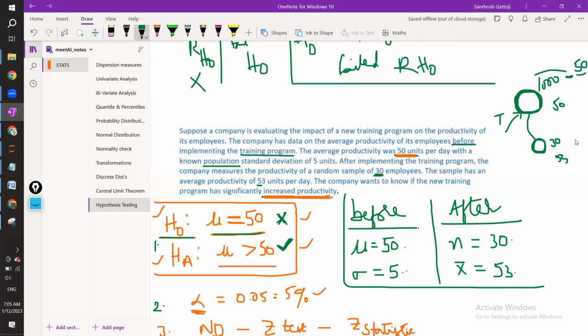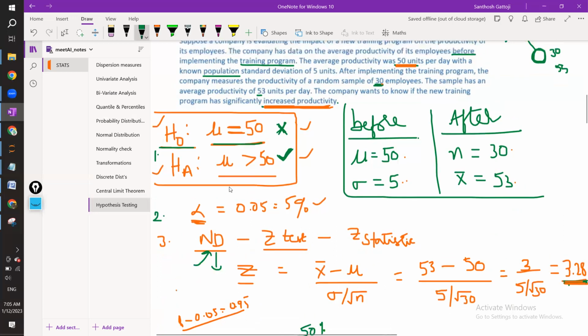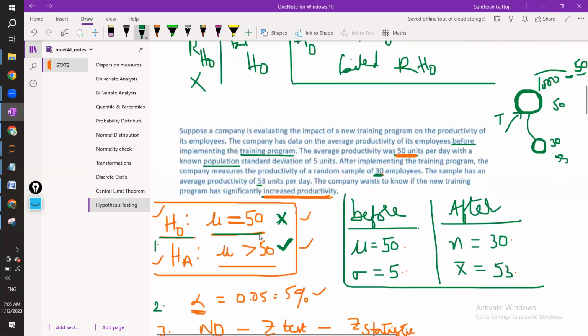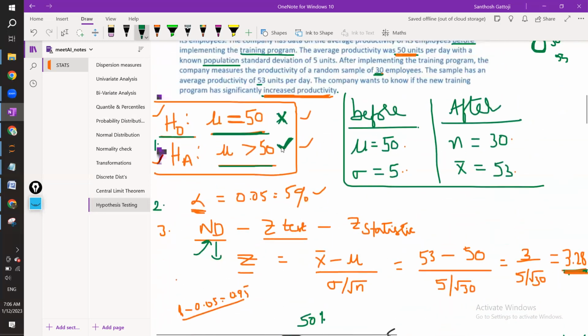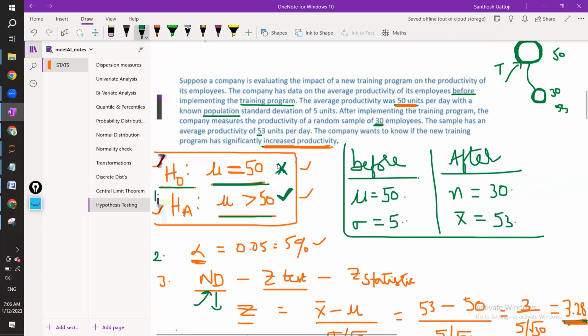Did I say it wrong? Okay, let me come again. So initially we have considered the null is 50 and alternate is greater than 50. So from our test what we got 3.28 and we have rejected the null hypothesis. Okay, null hypothesis saying what? Mu equal to 50 అనేది they are stating.